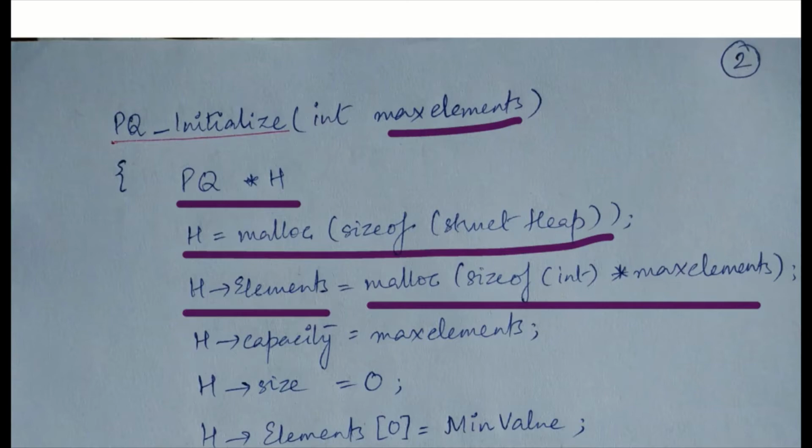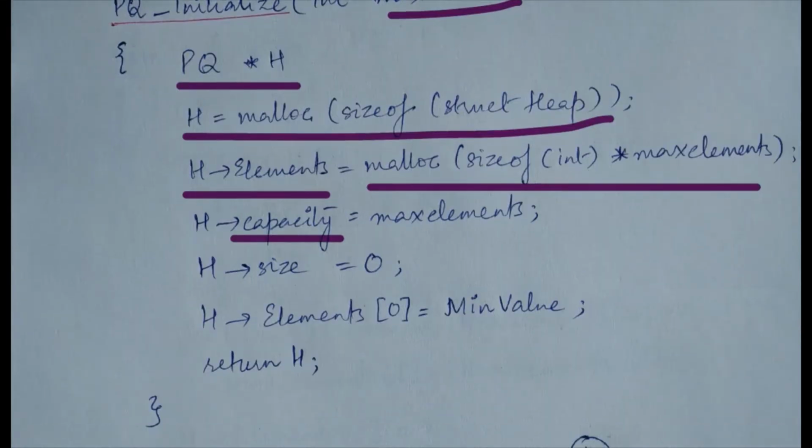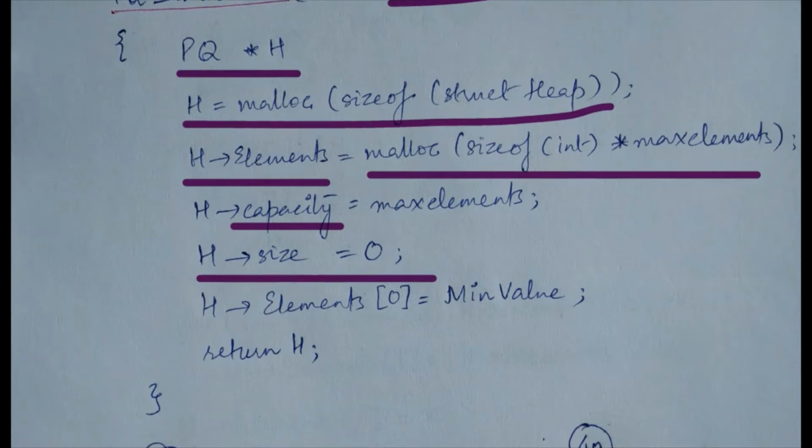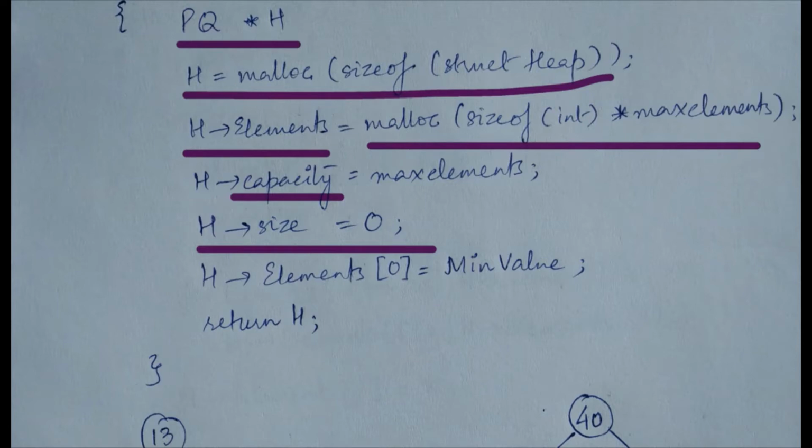Now the user passed max elements into this function, so that is what I will populate my capacity with. So if the user entered 100, my capacity is 100 now. My current size is 0 because I have nothing in the heap as of now, and I am putting a min value in the 0 location. So I'll explain to you why I'm putting a min value.